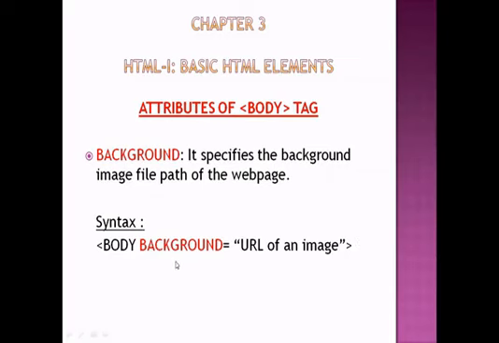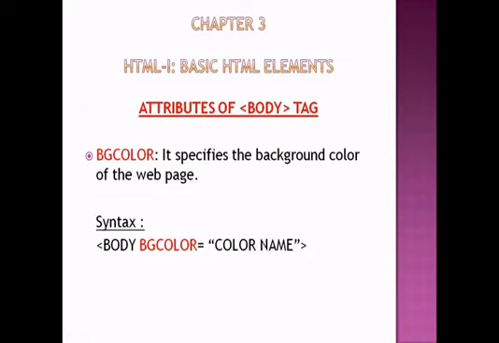Next comes the bgcolor attribute. It specifies the background color of the web page. Previously we learned that we can add a background image to a web page. Now this particular attribute, that is the bgcolor attribute, will help us to specify different colors to the background of the web page. Again, as it is an attribute of the body tag, we'll use it with the start body tag.